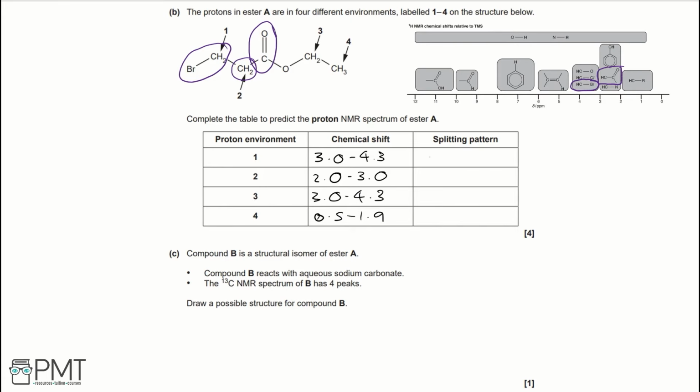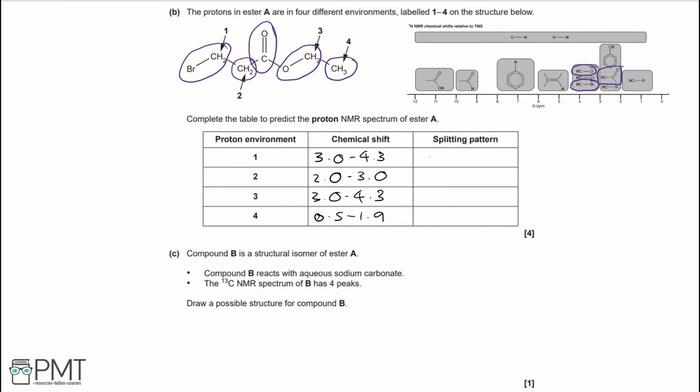Looking at proton environment number 3, we have our CH2 group connected to an oxygen, so we're looking at our CHO group, and that is again 3.0 to 4.3, which is why it's the same chemical shift value as proton environment number 1, because looking at the data sheet, both CHBr and CHO fall within the same group on our chemical shift values for a proton NMR spectrum. Then looking at proton environment number 4, we have our CH3 group.